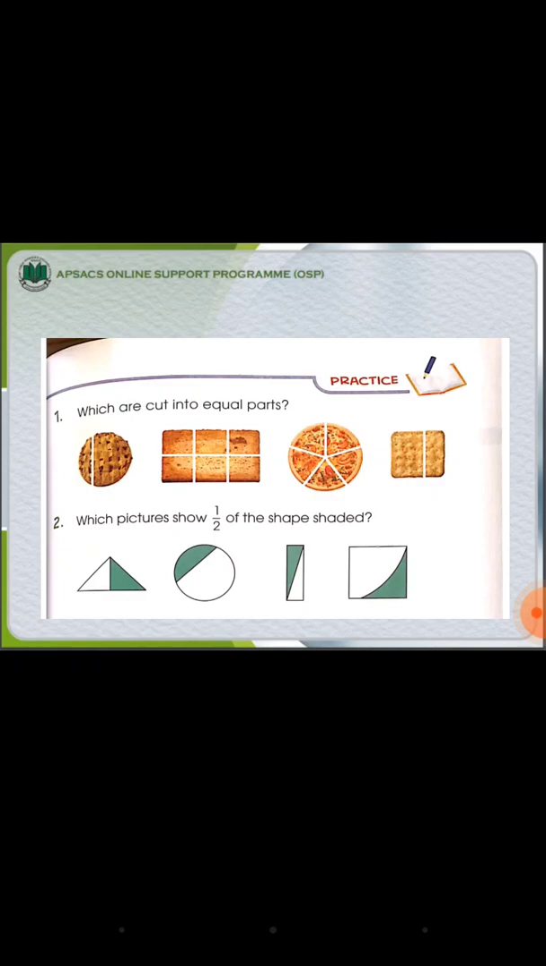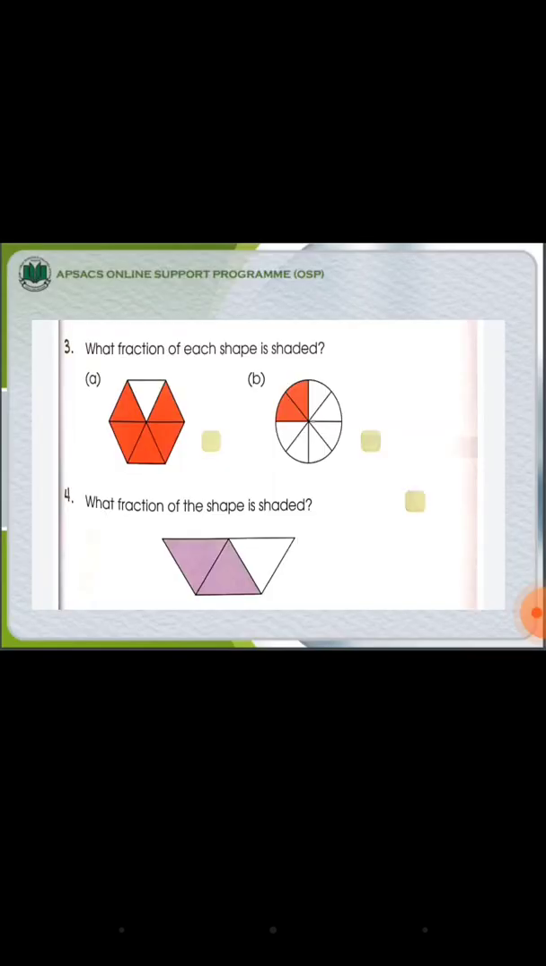Which picture show 1 by 2 of the shape shaded? 1 by 2 means which picture is divided into equal parts. Similarly, question number 3. What fraction of each shape is shaded? First of all, count the portions and write denominator and then count the colored parts and write numerator. Similarly, solve question number 4 and write the shaded fraction.